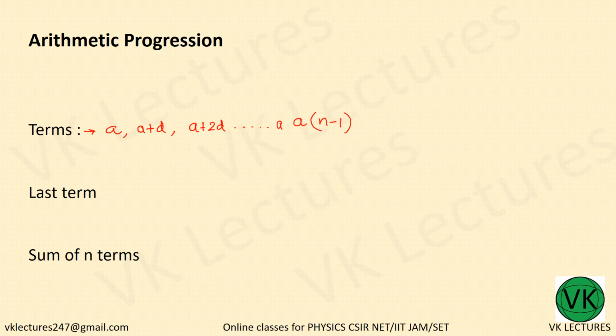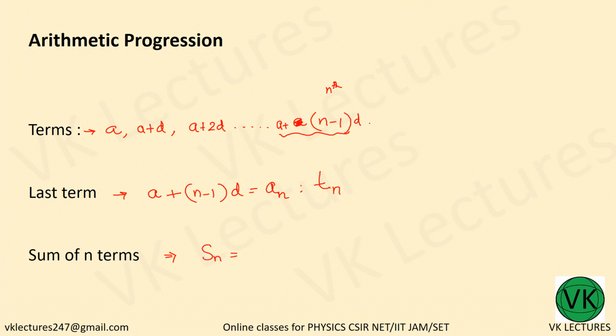A plus n minus 1 d. Okay, so this is the last term. That means nth term would be equal to a plus n minus 1 into d. What is the last term? A plus n minus 1 times d, that is what we denote by a_n or sometimes by t_n also. Now sum of n terms, how will you write the sum of n terms?